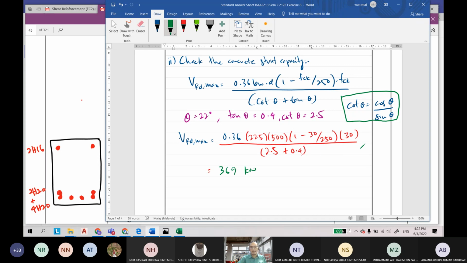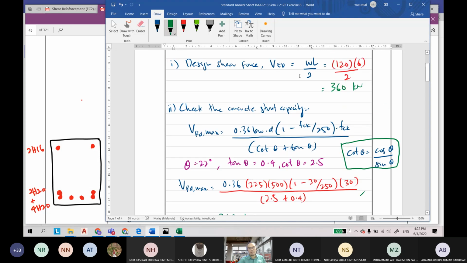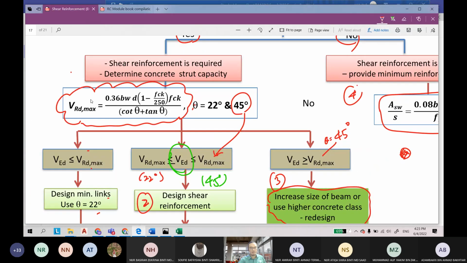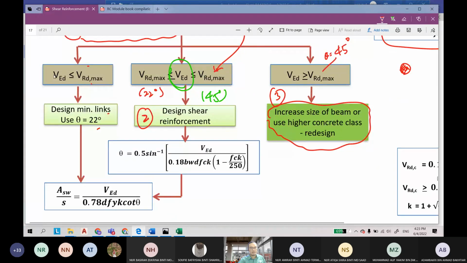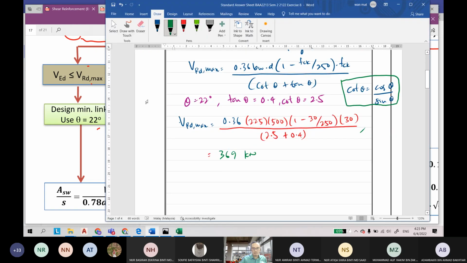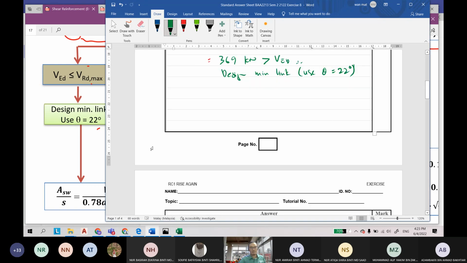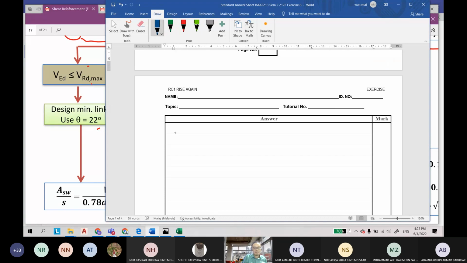So 369 is already greater than our VED according to these rules. So option number 1, because our VED now is 360 and lesser than the VRD max. So this one is greater than VED, so we can design minimum link, and you use theta equal to 22 degree automatically.